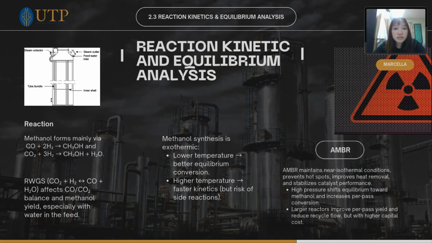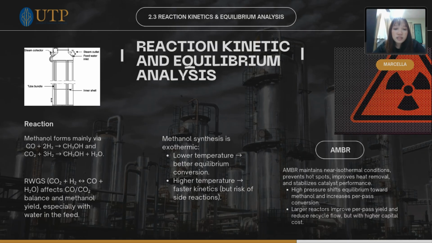This reactor keeps the temperature nearly constant, prevents hot spots, and maintains good heat removal. It also supports a steady reaction rate and protects the catalyst from deactivation. High pressure also plays a key role by shifting the equilibrium toward methanol and increasing per-pass conversion, allowing the plant to reduce recycle flow.